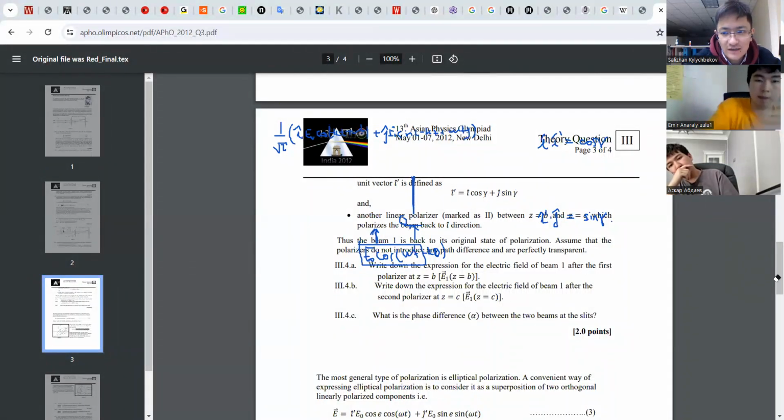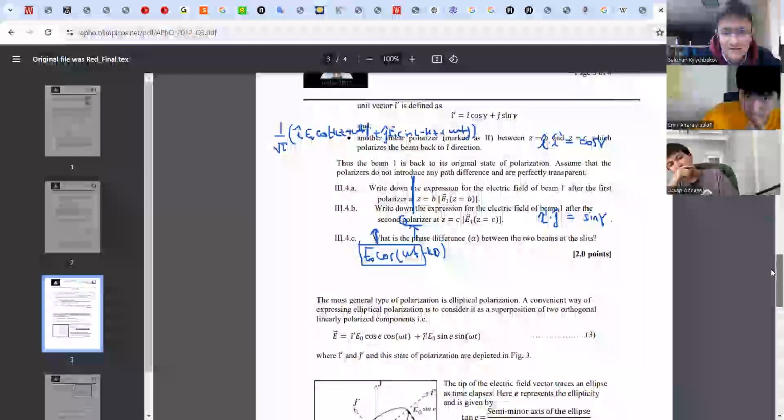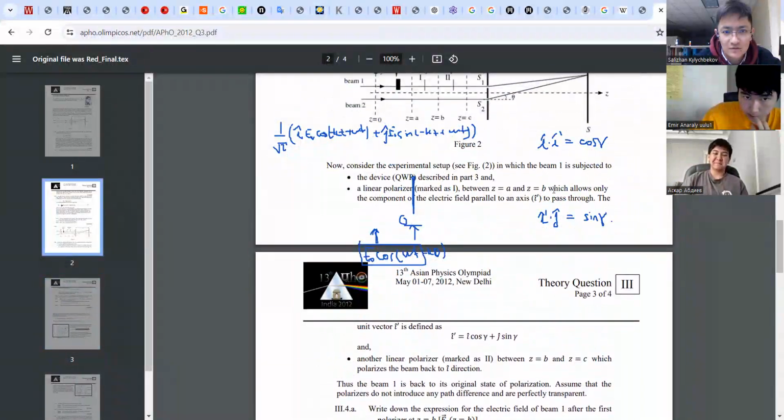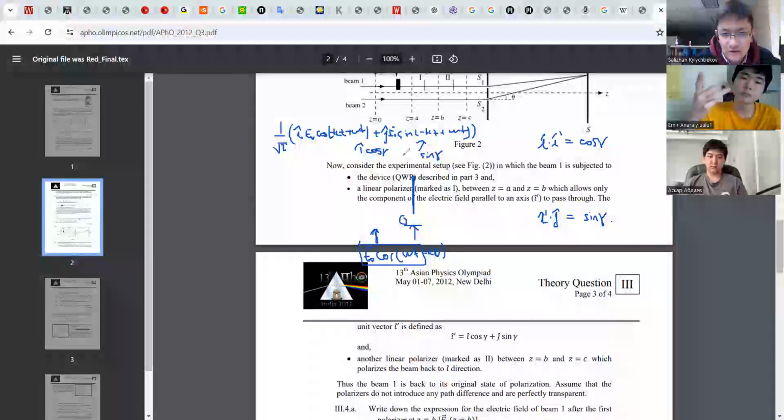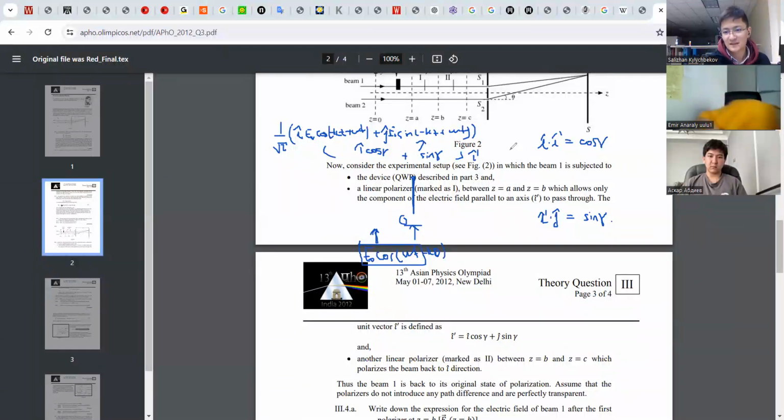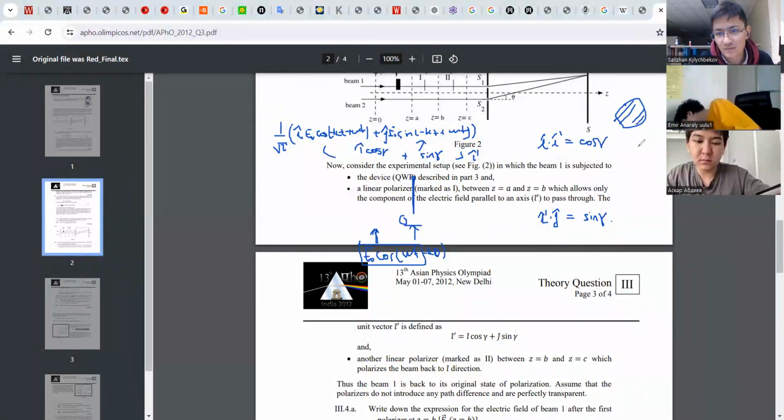So your final answer is the electric field is equal to, one part you multiply by cosine gamma, the other part you multiply by sin gamma. After adding both, your answer will be I prime direction. With a linear polarizer, your light will come out like this in the I prime direction.